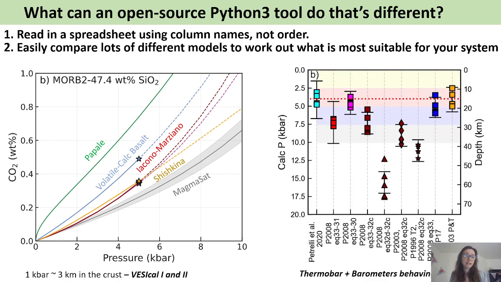Similarly, for CPX liquid barometry, let's take 4 experiments which were done at 4 kilobars, which is the pressure shown by the red line. And many different barometry and thermometry equations are used in arc basalts, for example. Each of those different equations is shown in a tick on the x-axis. And again, this allows you to see that actually the pressure that you get is highly dependent on your model choice. So you could go from thinking magmas are stored at about 15 kilometers down to 60 kilometers just based on the model you choose.